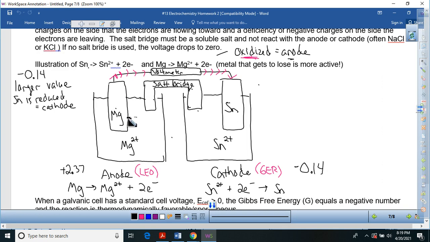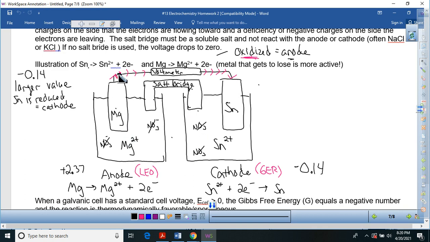Okay, so as these electrons flow over, usually what we have in the solution will be something like magnesium nitrate. So you'll have this little spectator ion here, which will not impact your flow of electrons. So you have this spectator ion. Generally, we don't even write it because it's not going to impact anything that's happening here with the flow of electrons. What will impact the flow of electrons is the salt bridge.